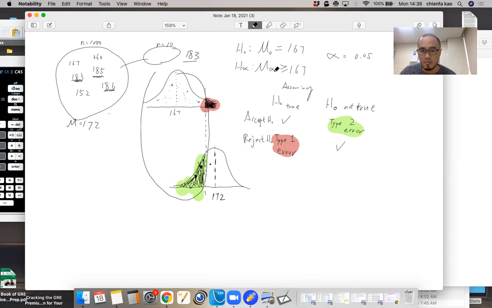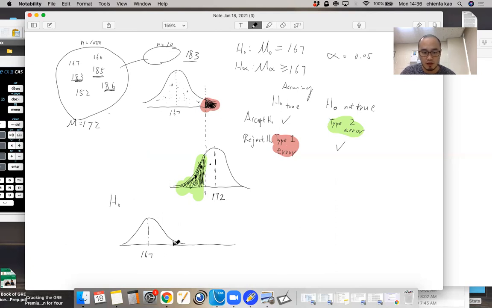and then we're going to accept the alternative hypothesis that it is greater than 167. If we put the graph together, it will look like this. So this is the regular, as you can see, 167. And then let's take a look at this. This is under the assumption that the null hypothesis is true, that KIS has an average of 167.